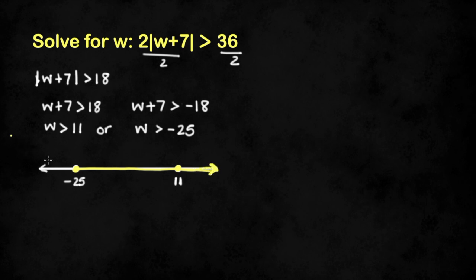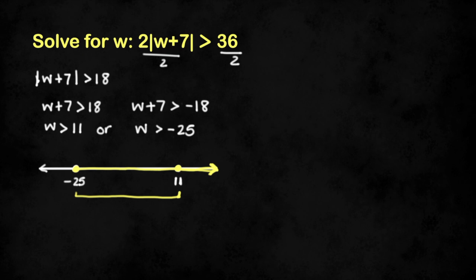As we can see here, there is an overlap of the lines, which indicates the solution. We see here that the set of solutions of this inequality is only true for any number between negative 25 and 11, because that is where the 2 lines overlap.